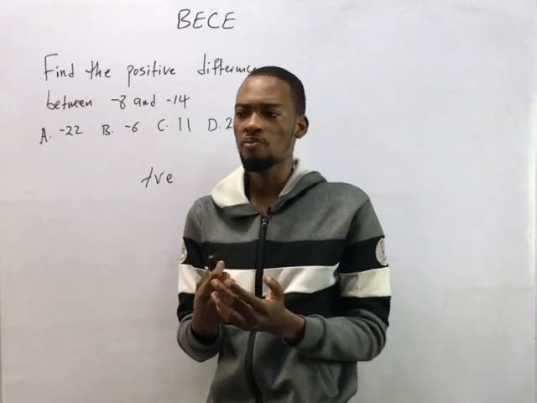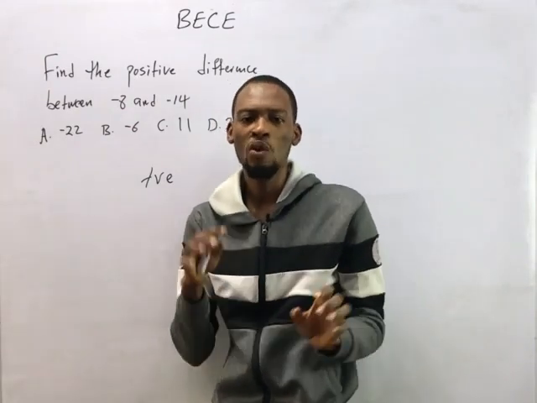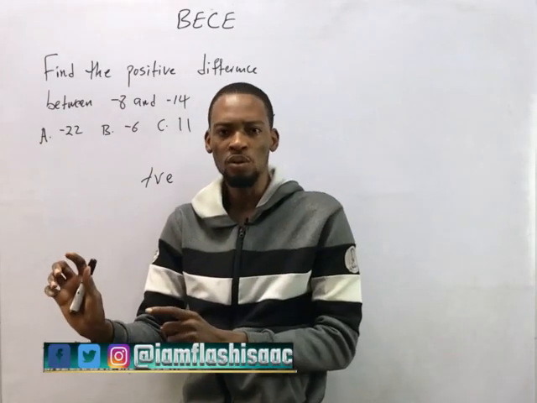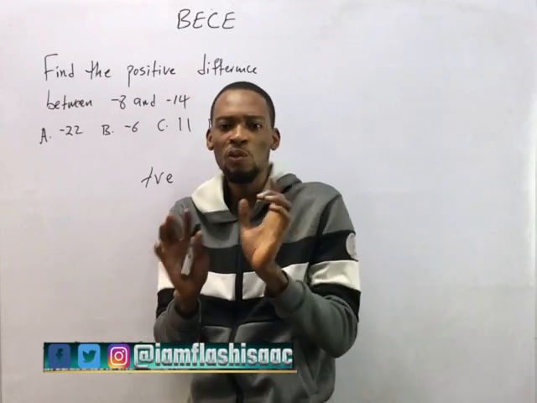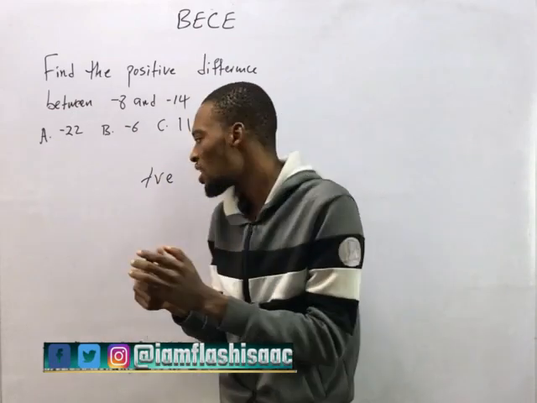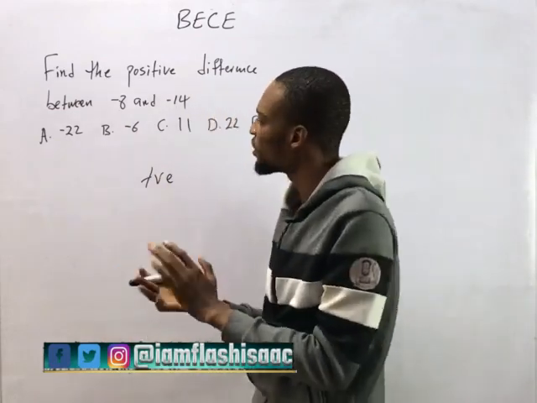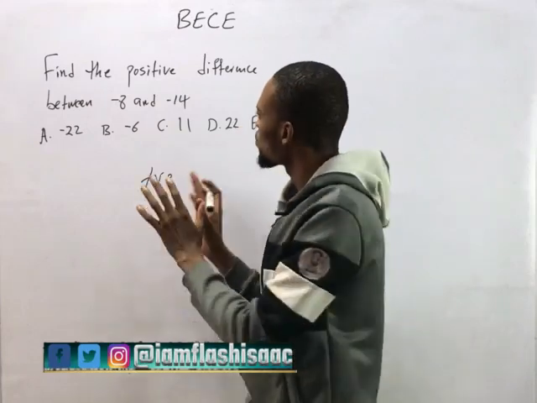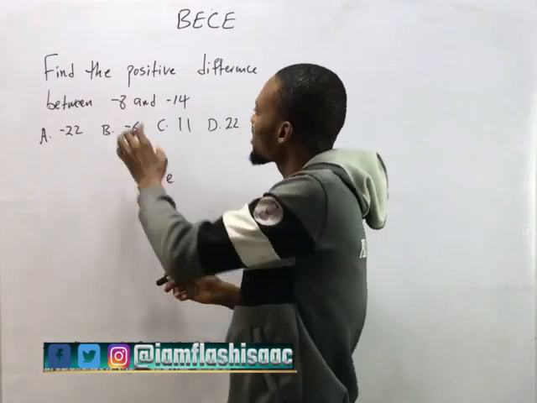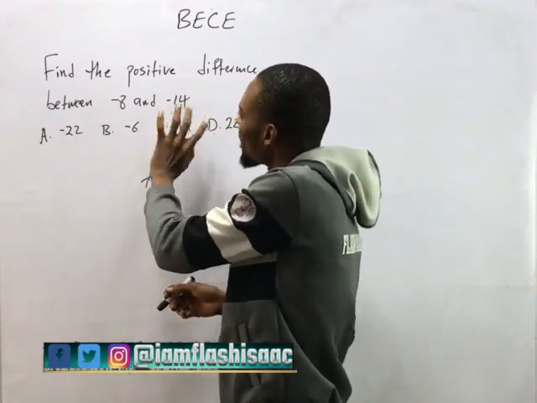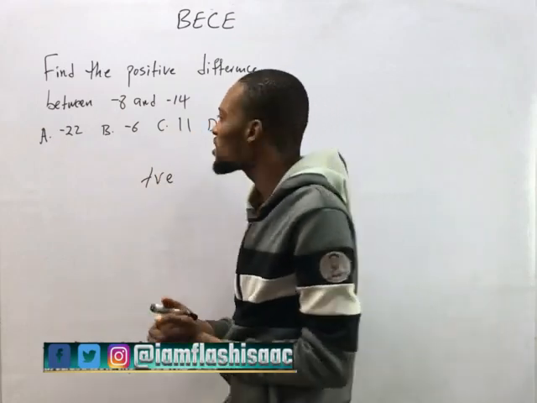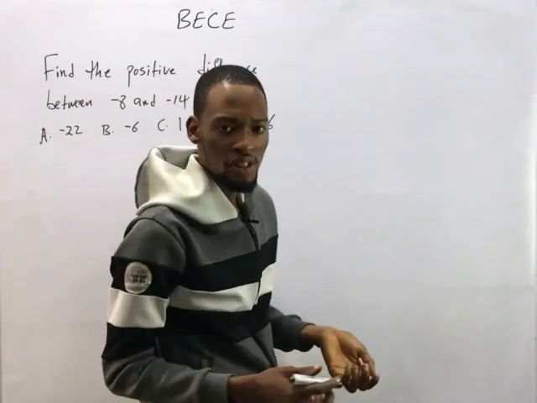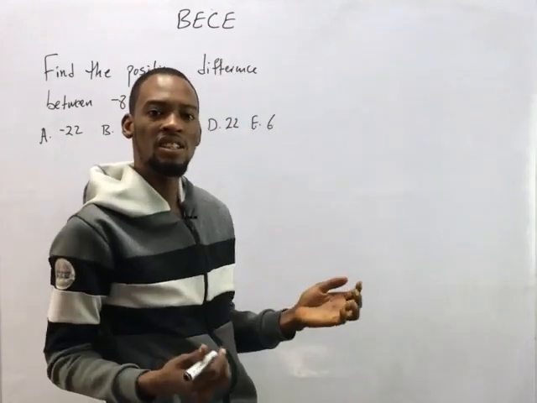And secondly, it means that after solving we may arrive at a negative value, but it's the positive we want, so we don't want the minus. So we remove the minus and put the positive value. That's what the question is about. And secondly, it says difference between -8 and -14. It simply means -8 minus -14. So we are subtracting the numbers.